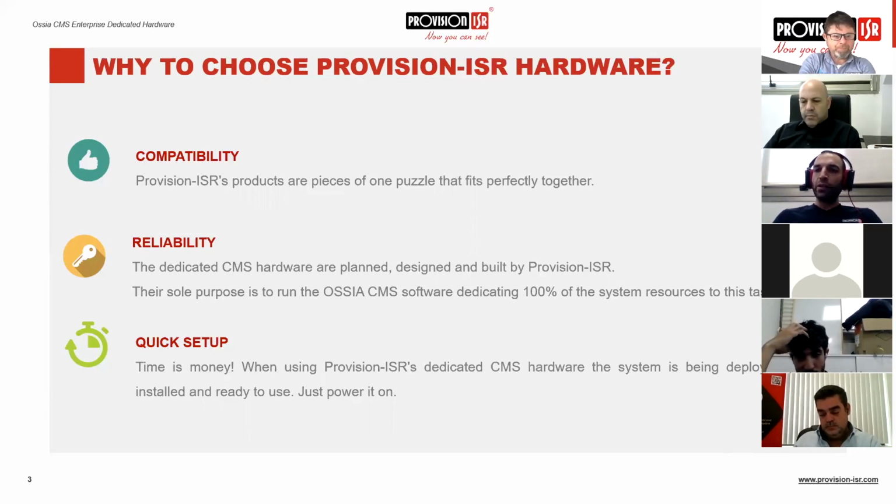Quick setup. I don't know who of you already installed the Ossia CMS Enterprise on a PC or on a server, but the installation process is, I wouldn't say difficult, but it's a long process for all the configuration. It's a several-step installation: port configuration, network configuration, everything. So in this case, when you get the embedded devices, everything is already installed. All you need to do is plug it into the power, connect it to the network and to a monitor, turn it on, and you are ready to work.